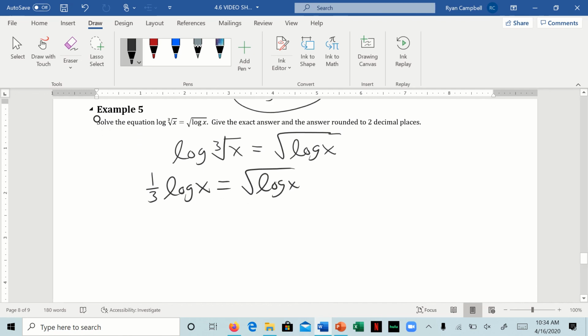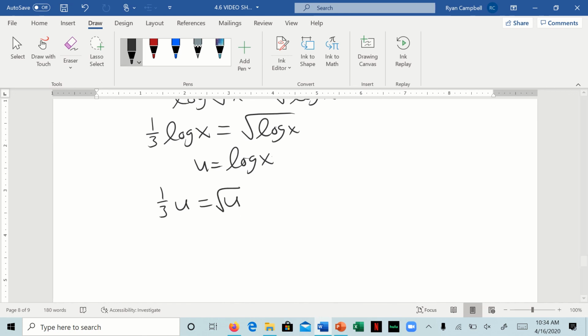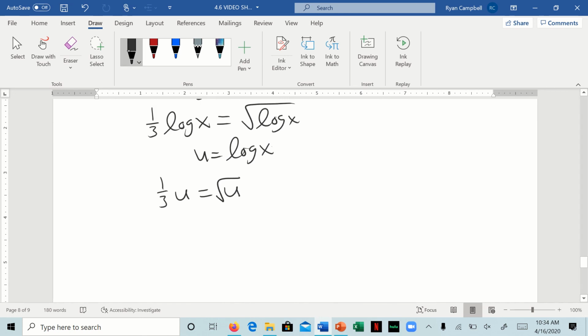But how do we solve a square root problem, right? So if you notice, we have log of x, log of x. If you would like, you can use u substitution again. So you can use it for log of x. Sorry, not log base x, log of x, right? So we got 1/3 u is the square root of u. So how would you solve this problem?